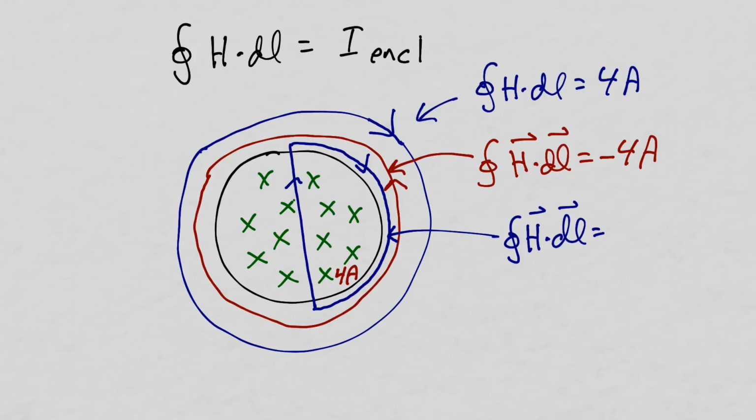When we are applying Ampere's circuital law and we have these paths of integration as shown in this figure here, we are going to refer to those paths of integration as Amperian loops.